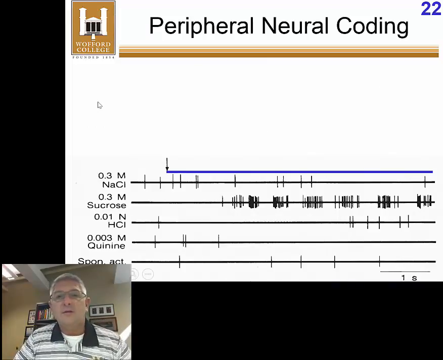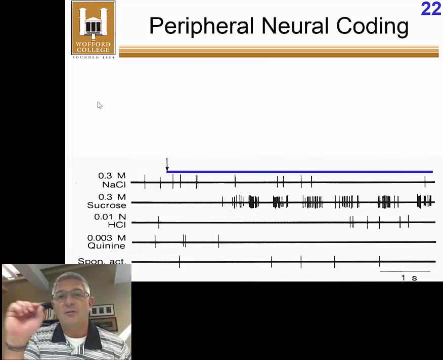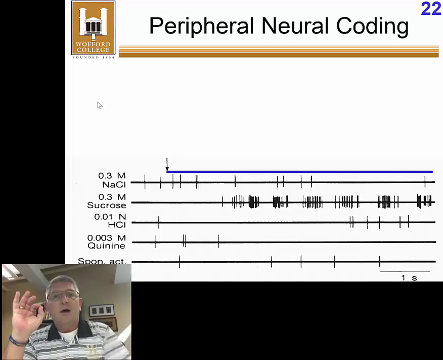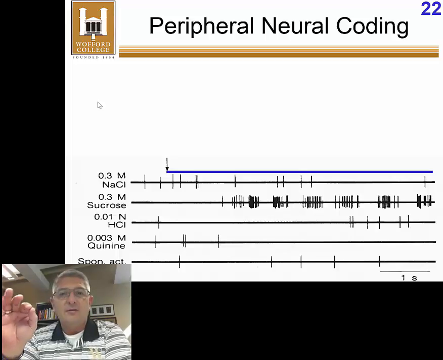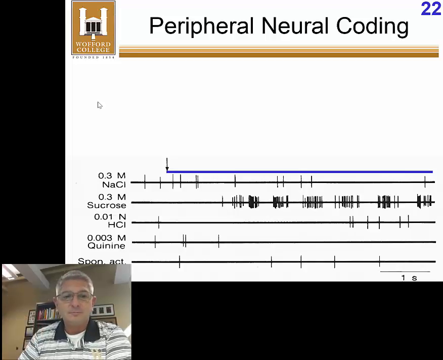Alright, next we need to talk about neural coding. And I want to be very clear that neural coding is different than neural pathway. Neural pathway is the physical pathway that the signal takes to get from the receptor up to the brain areas. The neural coding is the signal within that pathway that allows the brain to understand what physical stimulus was present.